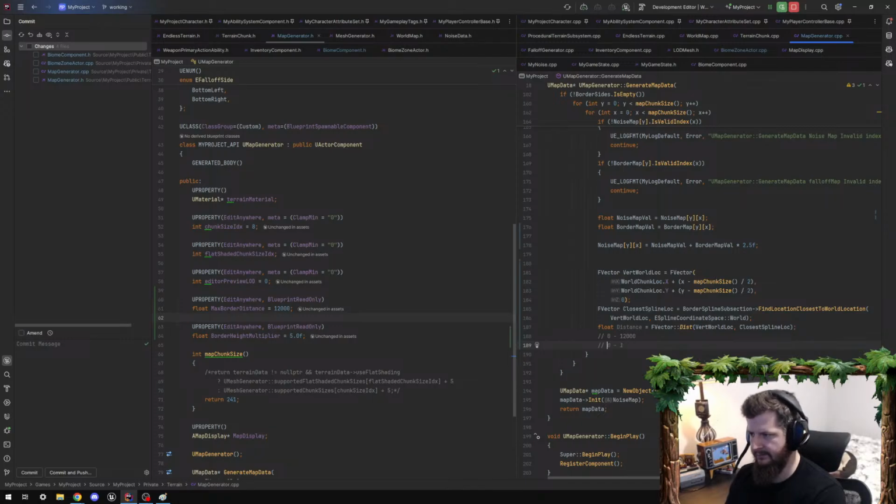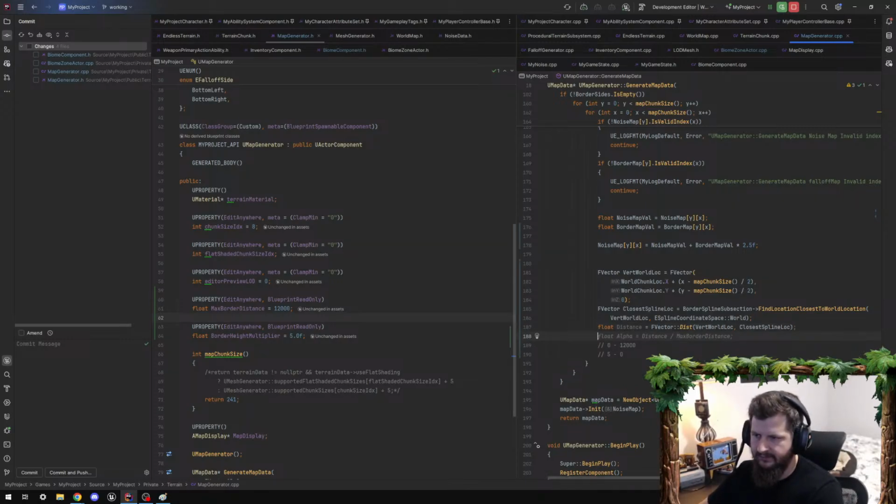And then I have the multiplier, or I have the 5. If it's right on the spline, I want to multiply it by 5. But if it's 12,000 away, I want it to be 0. So I need to get the percentage distance, clamp it to, okay, so alpha, there we go. That's exactly what I wanted, alpha.